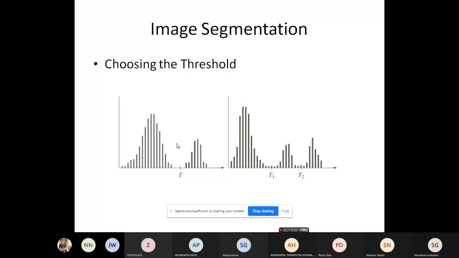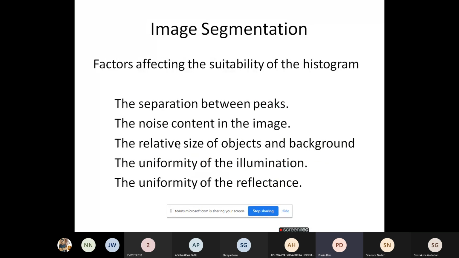So yesterday we had discussed either single threshold or dual threshold methods to be used in the intensity histogram. But some of the factors we had seen that will affect the histogram might be the separation between peaks, or noise content in the image, or the relative size of the objects, or the uniformity of the illumination and reflectance. So that may affect some of the histogram parameters.